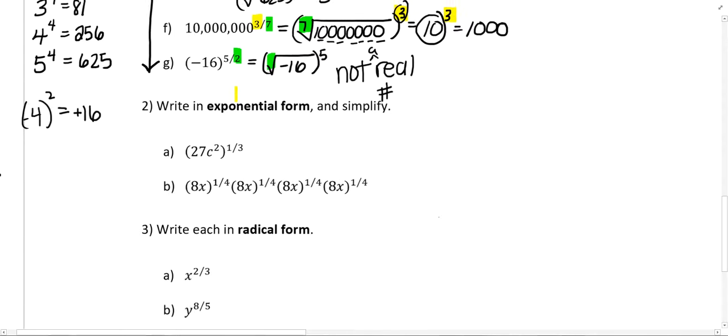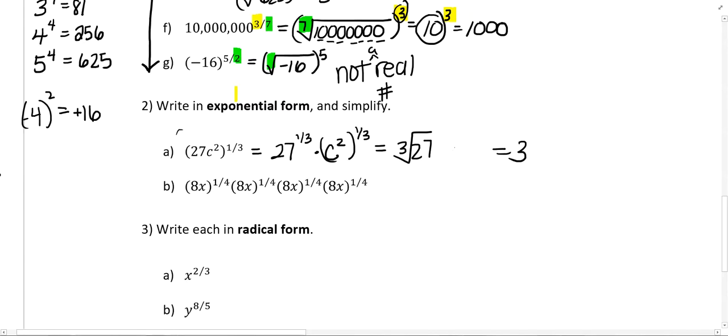Okay, let's just do a couple more examples here, applying some of the other rules that we've learned. So we have a product inside, so we're going to take 27 to the 1/3 power. And then we have c squared to the 1/3 power. 27 to the 1/3 power is the cube root of 27, which is 3. c squared to the 1/3 power would be c to the 2/3 because we're going to multiply.